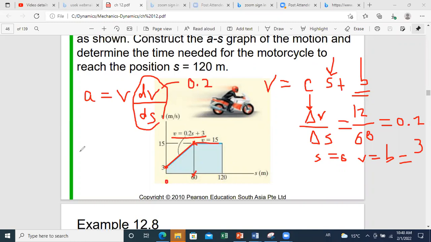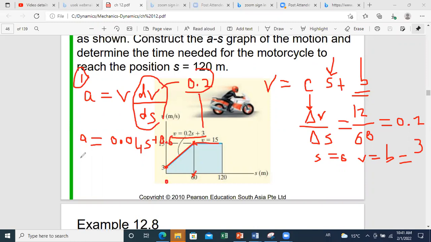So I can say that in phase one, the acceleration is equal to the function of velocity, and I multiply it by 0.2. So it's 0.04 S plus 3 times 0.2, so plus 0.6. So this is the equation of acceleration in phase one.